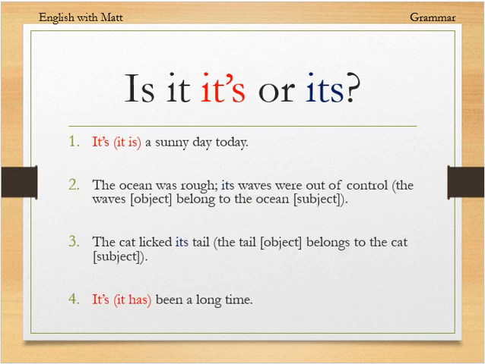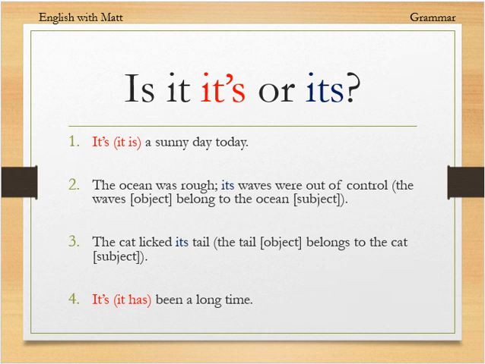Alright, so it's a sunny day today. What we really mean is it is a sunny day today, so we will need the apostrophe. The ocean was rough, its waves were out of control. So again, this is to do with subject-object. The waves are the object of the sentence, and the subject is the ocean. Those waves obviously belong to the ocean, and therefore when we say its waves, we're again referring to the subject, which is the ocean.